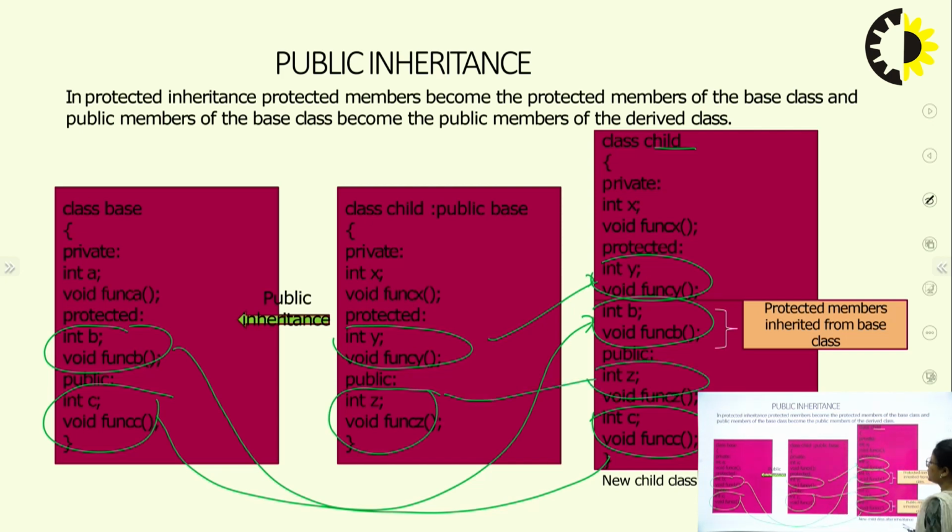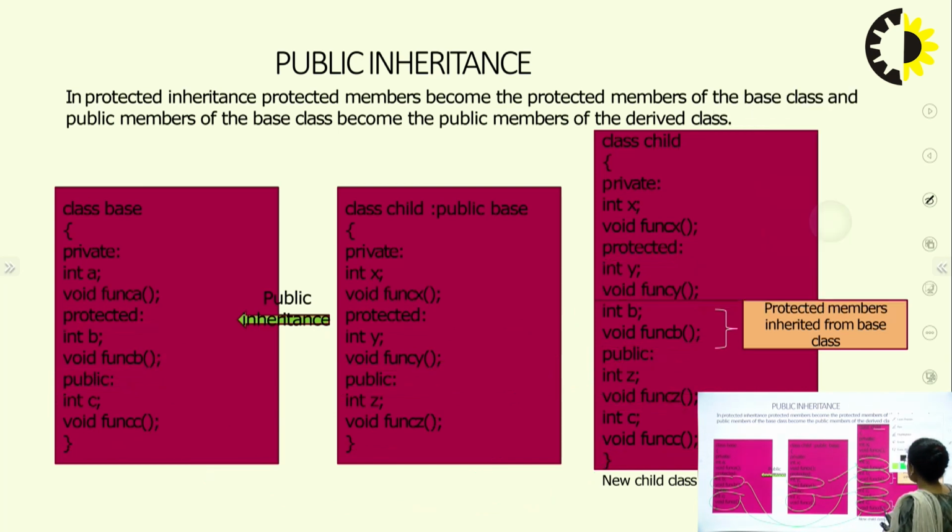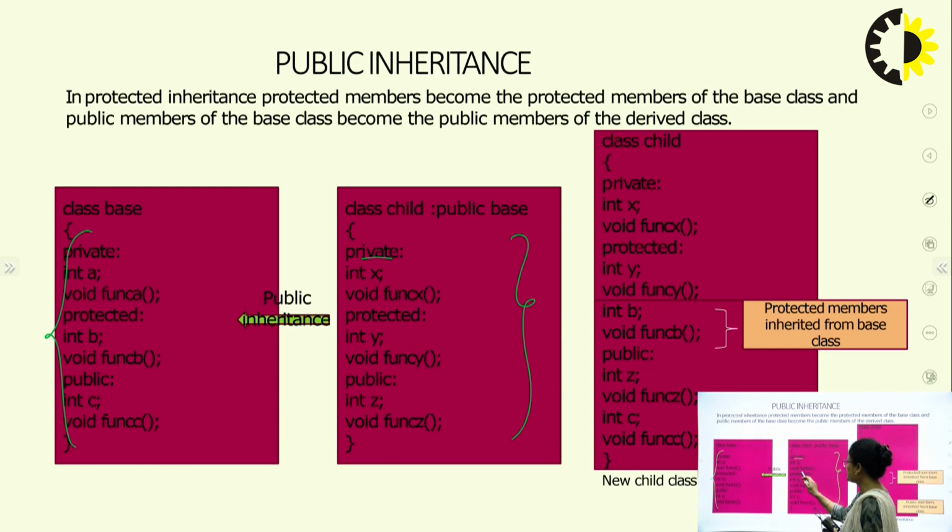So this is what happens when you're going for public inheritance. In summarization, this is the body of the base class, this is the body of the child class. Whatever features the child class has, all of these are still existing in the class. And this is a brief extrapolation of what actually happens.